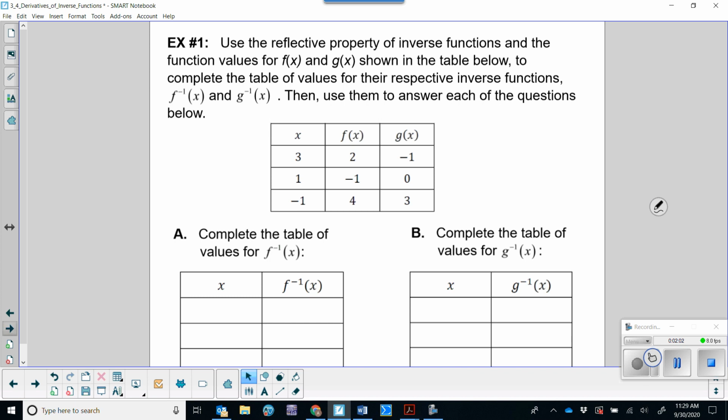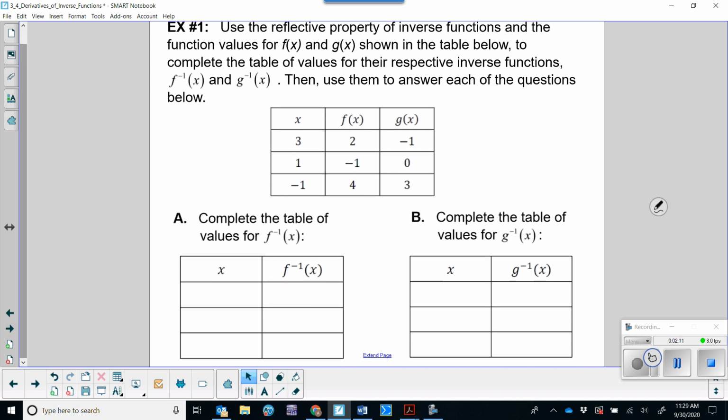Okay, so we're going to use this reflective property to fill in these tables, and then we're going to use it to answer some questions below that. So complete the table of values here on A for f inverse. So A has x and it has f inverse. So for f inverse of x, basically it means when you see these two values, they're going to be switched. So you're going to have (2, 3) instead of (3, 2). And for the next values, (negative 1, 1) instead of (1, negative 1), and then (4, negative 1). And that's how we do it.